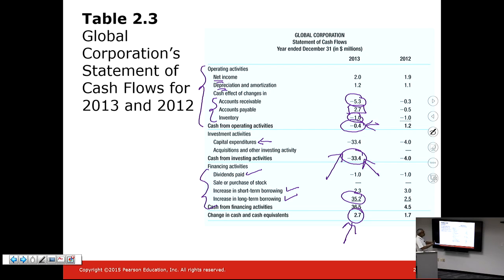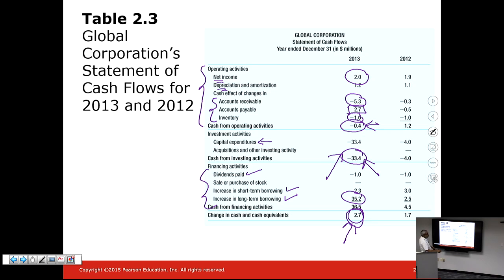What did the firm do during this particular period? Where did money come from? Where was the money used? And what accounts for the net income that we see in the firm? Notice this. The firm had a net income of 2, but a cash flow of 2.7. It has a net income of 2 million, but a cash flow of 2.7 million.